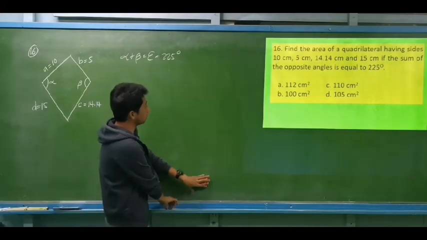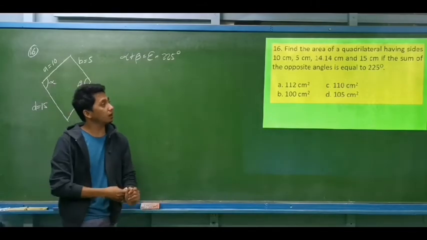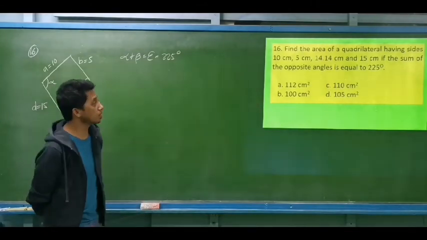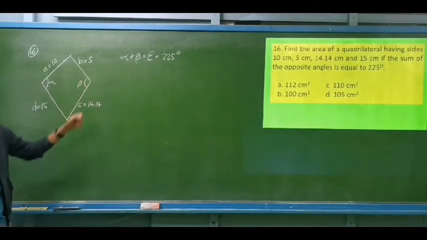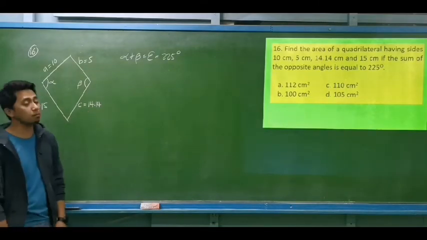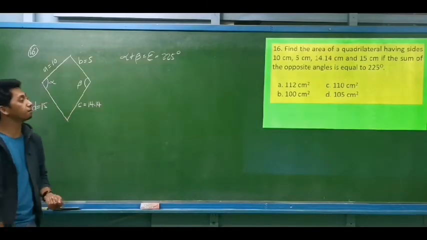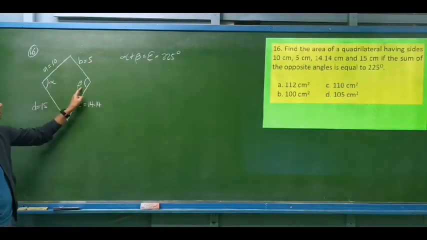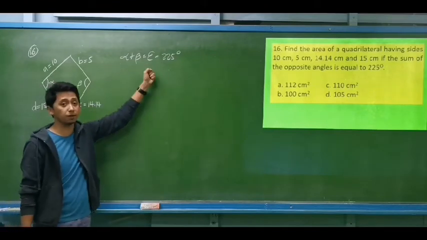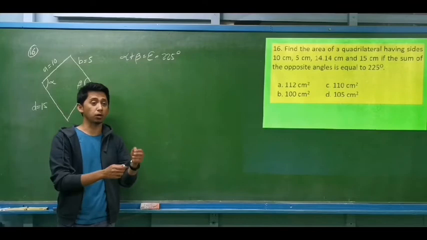So we proceed to problem number 16. This is for a quadrilateral. Find the area of a quadrilateral having sides 10 centimeters, 5 cm, 14.14, and 15 cm, if the sum of the opposite angles is equal to 225 degrees. So let's say this is angle alpha and angle beta, equal to 225 degrees. Okay, so ito yung case na given yung sum ng opposite angle.